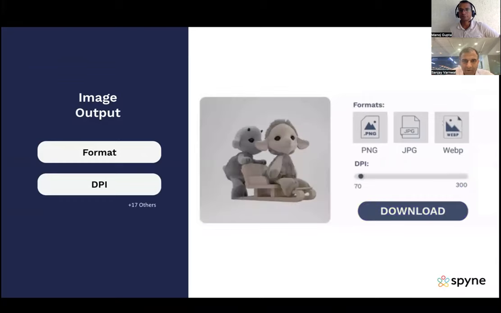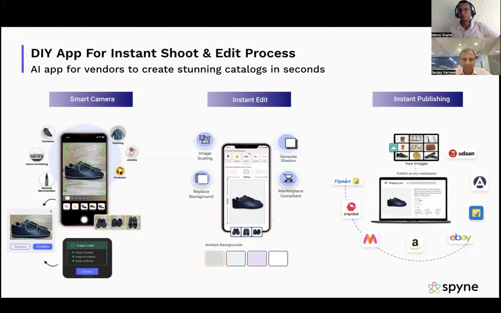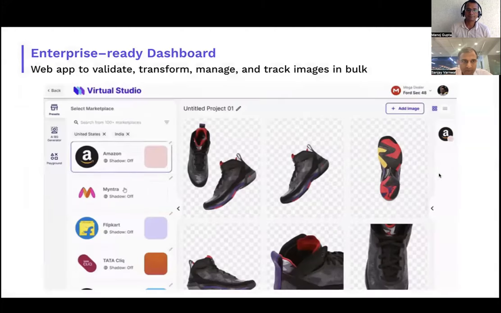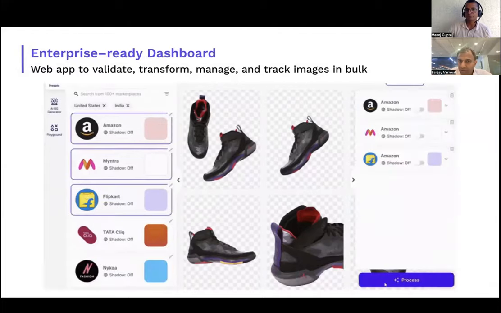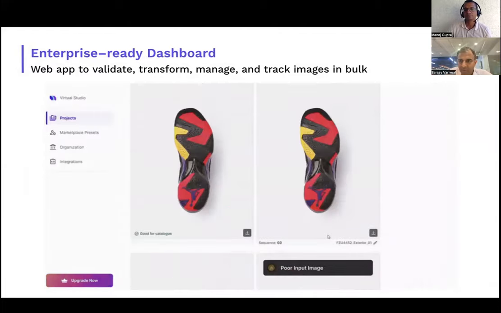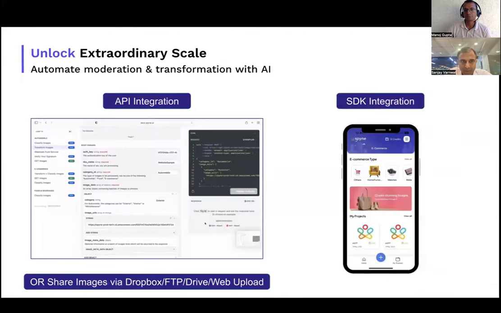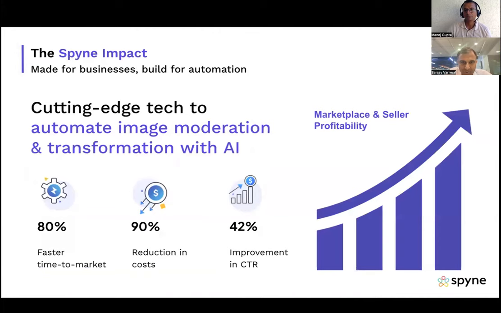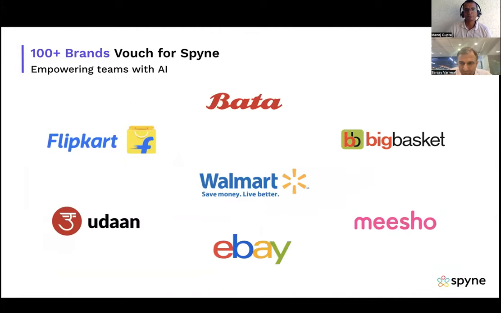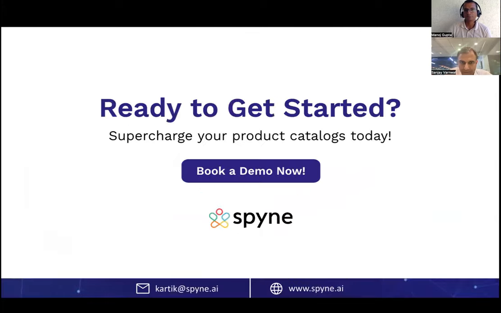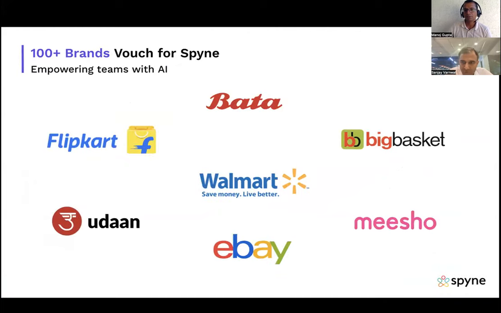Various parts of the images are deployed. This is a mobile application where we have deployed all these models that we have shown, so that the user is able to shoot on their own and go live right away from the application, right? And this is the dashboard through which they can manage all the inventory. They can manage various platforms and do a lot of work here. Then APIs and SDKs are all available. So Spyne Impact, all of these, we work with a lot of marquee clients. And let me just hand over my screen.